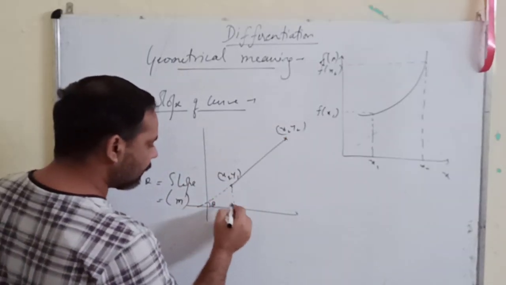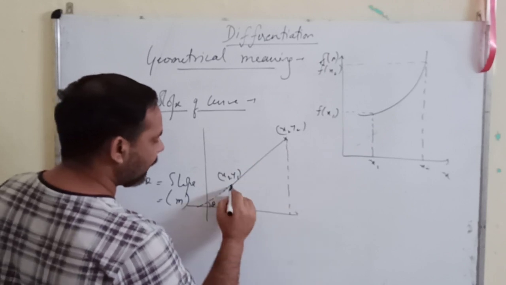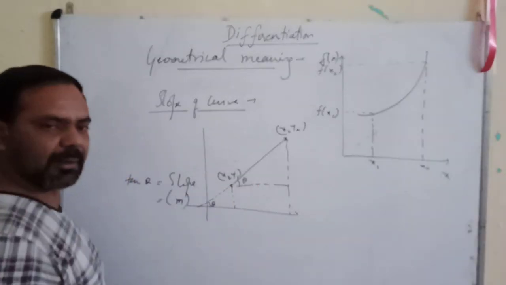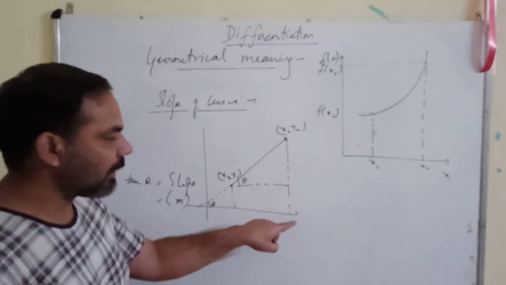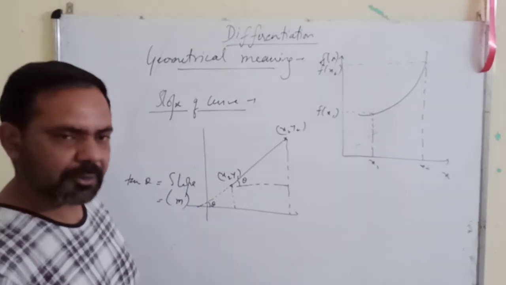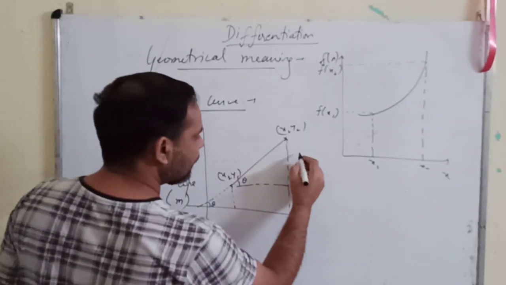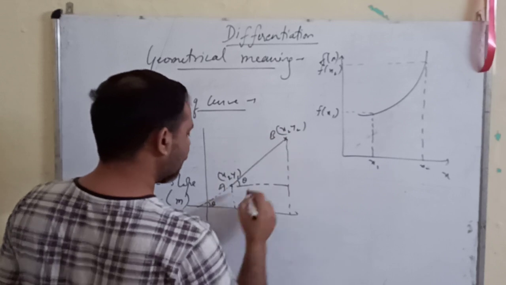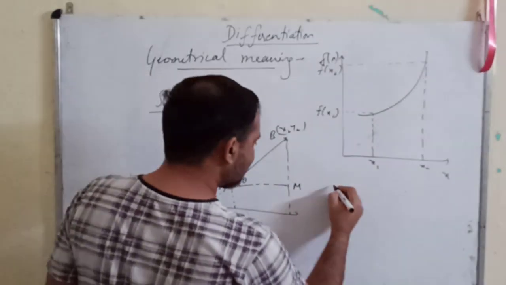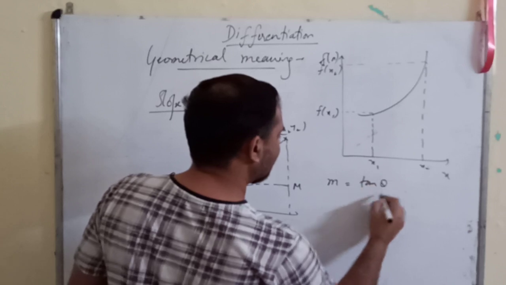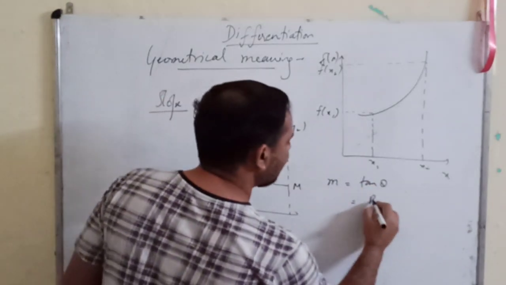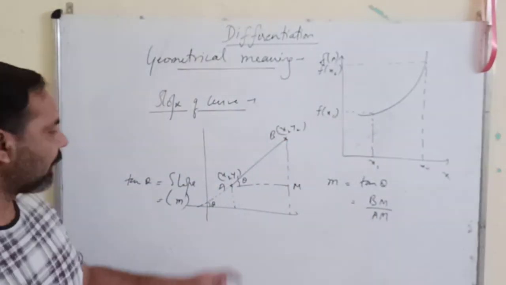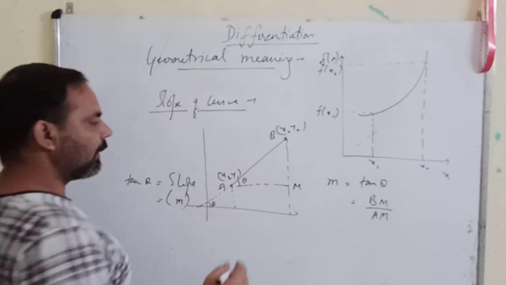So what I will do is draw perpendiculars from here, and I will draw this one. If this angle is theta, you can easily understand that this angle will also be theta, because this line and this line are parallel to each other, so they are corresponding angles. I wanted to find tan theta, meaning this length. Suppose I name these points A, B, and my perpendicular is M. So what is slope? Slope is tan theta. And how much is tan theta? Tan theta is BM upon AM.